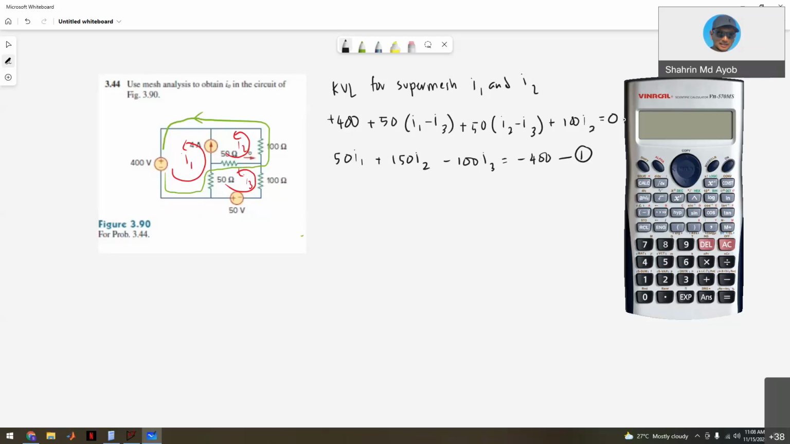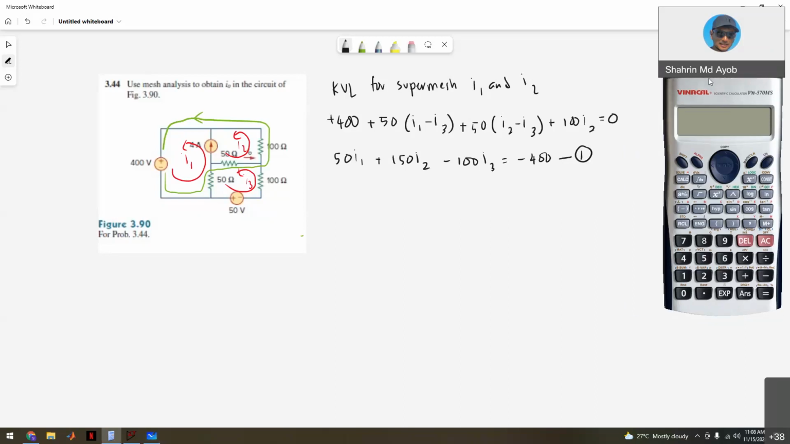Okay, but actually the final answer will be the same. Okay, let's try. So KVL for mesh current I1 and I2. So the first equation is like this. And then KVL for mesh I1 and I2. Okay, so you should get 50.